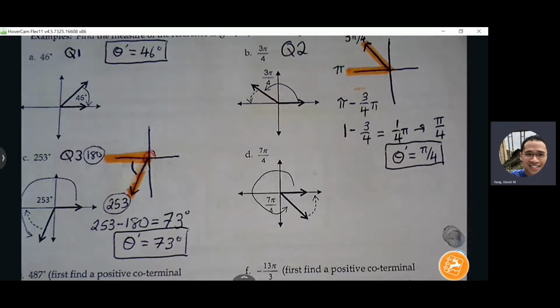You can also write 1/4 pi, but typically I say pi over 4, but that's fine. They're one and the same, as long as you know the different variations.